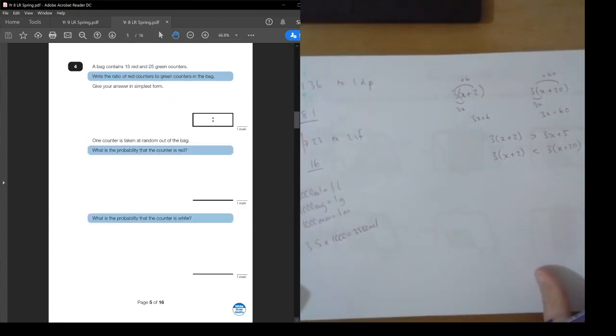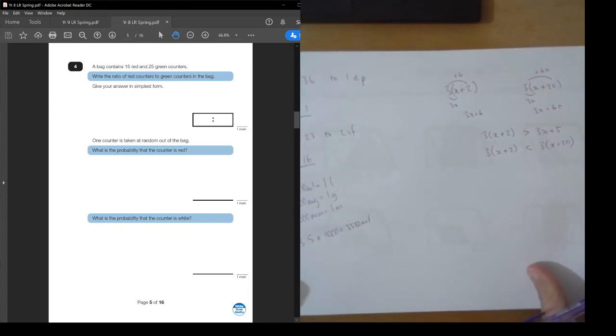A bag contains 15 red and 25 green counters. Write the ratio from red to green.